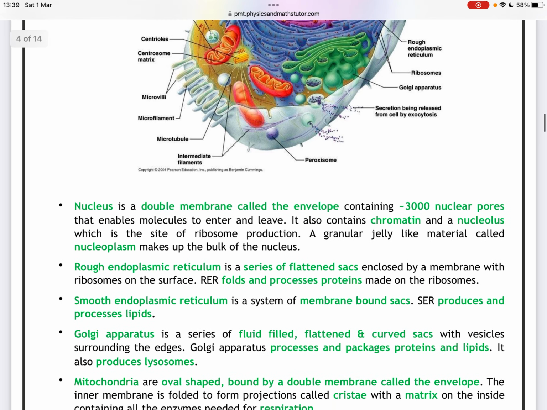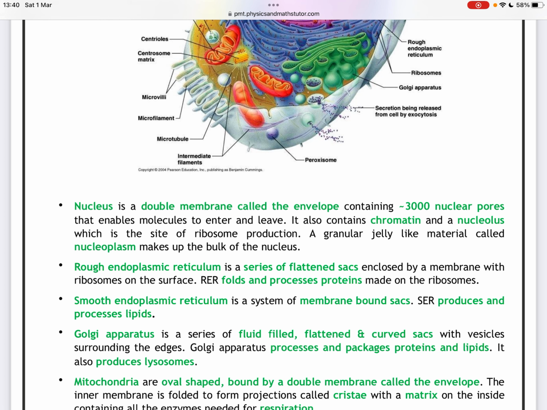So it has a nucleus, which has a double membrane called the envelope. It contains around 3,000 nuclear pores that enable molecules to enter and leave. It also contains chromatin and a nucleolus, which is the site of ribosome production. A granular jelly-like material called nucleoplasm makes up the bulk of the nucleus. Second point, the rough endoplasmic reticulum is a series of flattened sacs enclosed by a membrane with ribosomes on the surface. The RER folds and processes proteins made on the ribosomes.